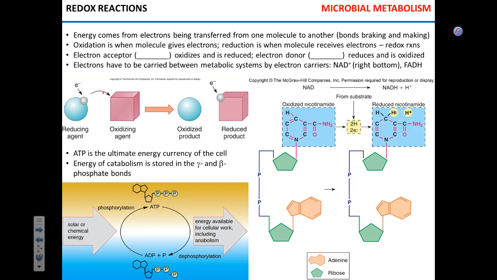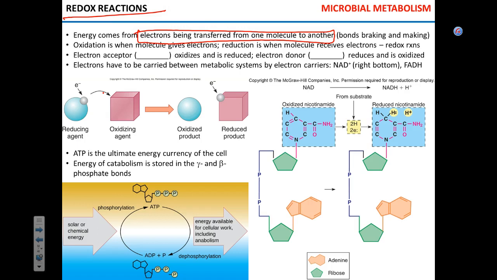You can do it by transferring electrons from one molecule to another. How do we call reactions in which electrons go from one molecule to another? And actually, the title of the slide, we call them redox, reduction and oxidation. Redox reactions, it's the electrons being transferred from one molecule to another. That's the definition of redox reaction.